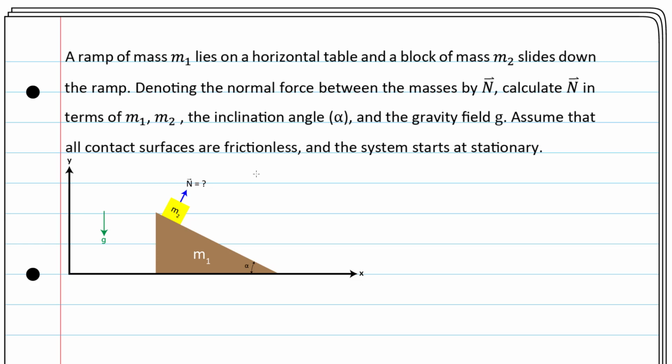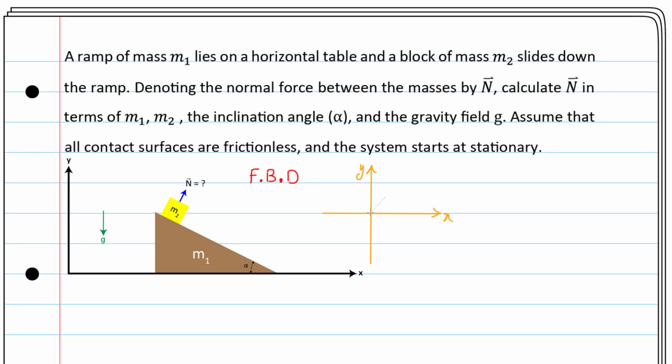The first step in solving this problem is sketching the free body diagram, FBD. A free body diagram shows all the forces that are present in our problem. The normal force, like this, and this is the gravity. We want to find this angle here.